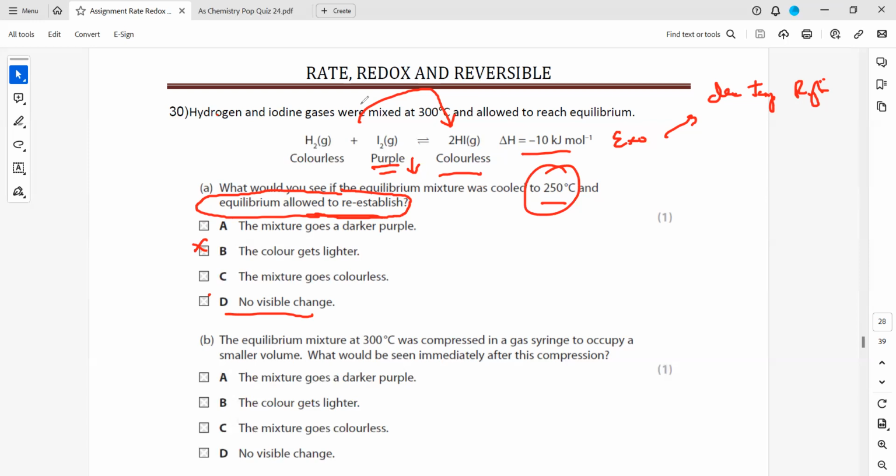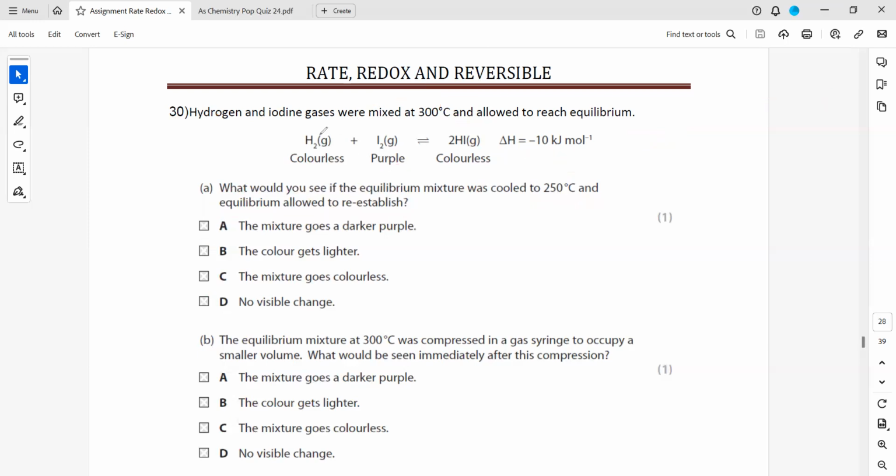But initially, when we are decreasing the temperature, the equilibrium will shift towards the right-hand side. So amount of a product will be more and amount of reactant will be less, and then it reaches equilibrium. The equilibrium mixture at 300 was compressed. So if we compress, look, we have 1 mole here, we have 1 mole here, and we have 2 moles. So total 2 moles in reactant and product. So the equilibrium will not shift. There is no change in equilibrium because we have an equal number of moles.